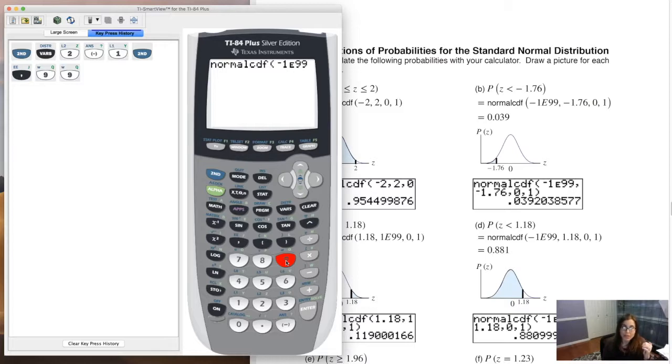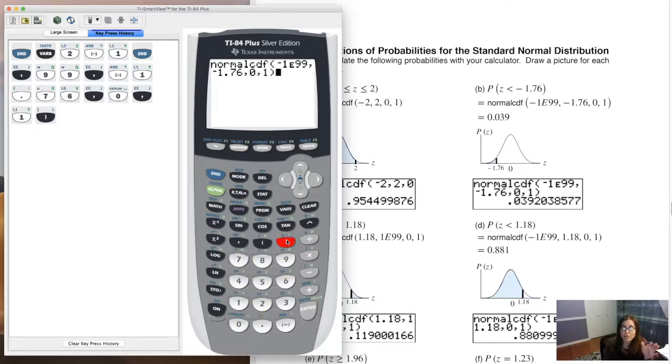All right, so I'm going to go negative infinity, comma, negative 1.76, comma, mean and standard deviation. And when you're on the standard normal curve, the mean is always 0, and the standard deviation is always 1. So we've got normal CDF low of negative infinity, high of negative 1.76. These two numbers come from what I shaded on my z-axis. The mean is always 0, and the standard deviation is always 1 when you're on the standard normal distribution. If I hit enter, you'll see that 0.039 pop up, and I screenshotted it here on your key.